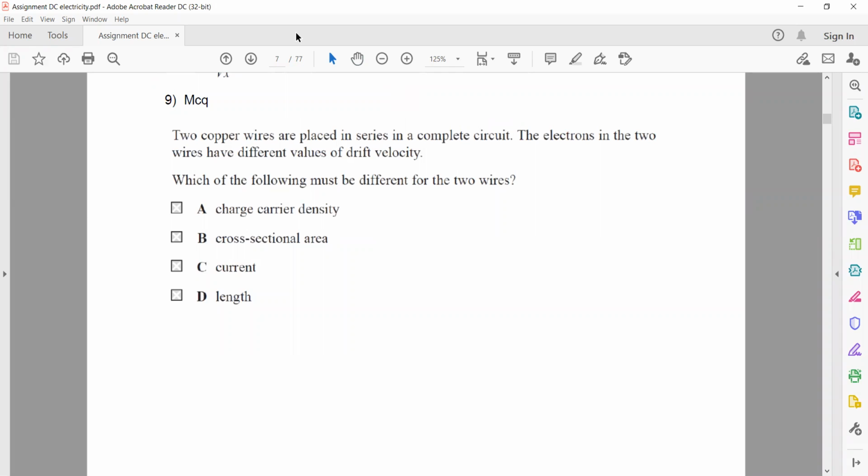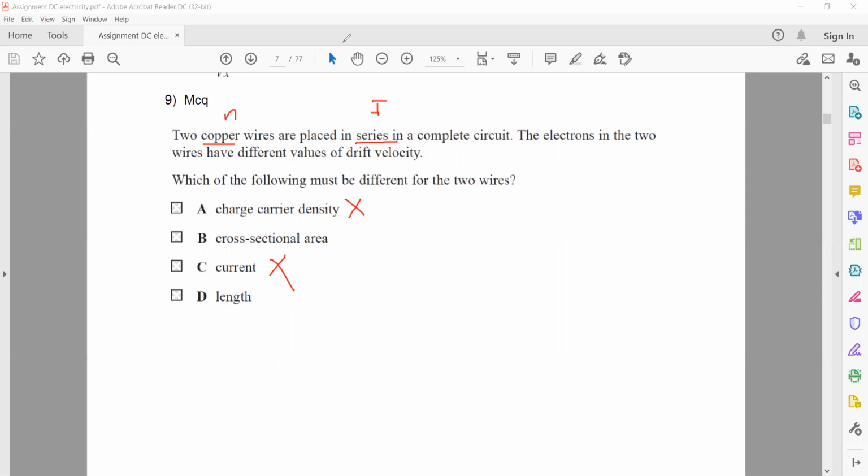Two copper wires are placed in series in a complete circuit. The electrons in the two wires have different values of drift velocity. Which of the following must be different for the two wires? So there are different drift velocities in two copper wires. When they mention two copper wires, it means they should have the same charge carriers because the material is the same, so the value of n will be the same. If they are connected in series, the current is the same, so there cannot be a difference in current.